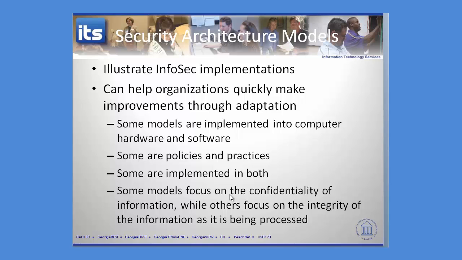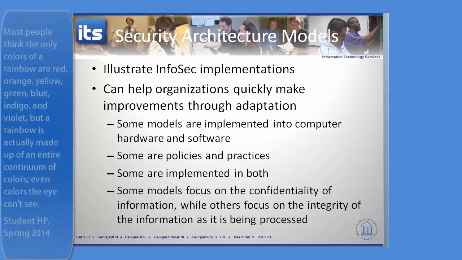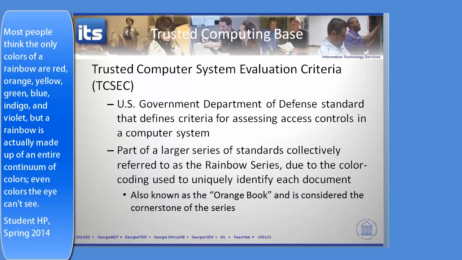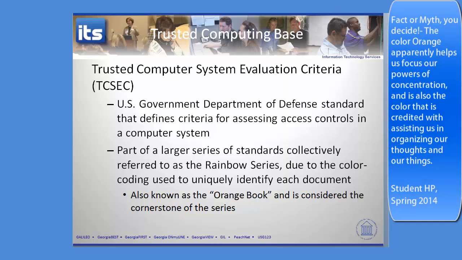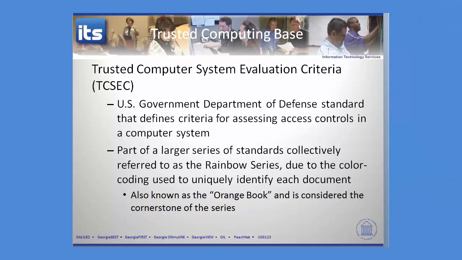So let's start off and look at the Rainbow series, as it's affectionately known, or the Trusted Computer System Evaluation Criteria. So this came out, well, at least the first time I saw it was the early 80s. Each of the books in the series has a different color, and the orange book was considered the cornerstone of it, and thus it was called the Rainbow series. Not too many people called it the Trusted Computer System Evaluation Criteria for obvious reasons. It just doesn't roll off the tongue.